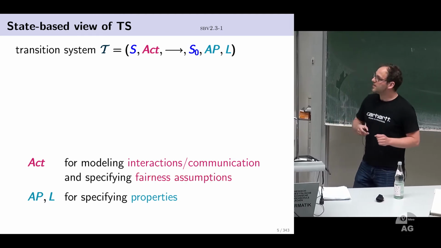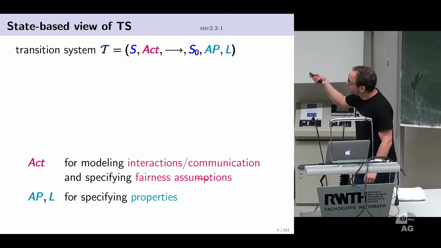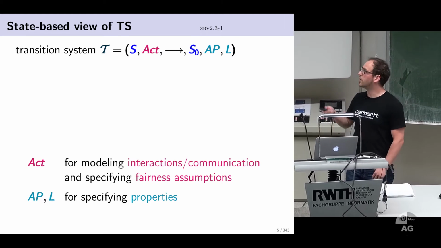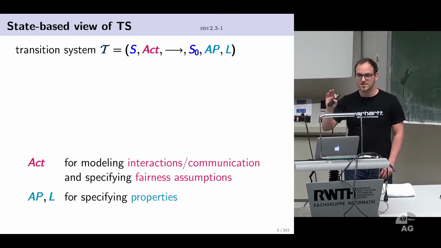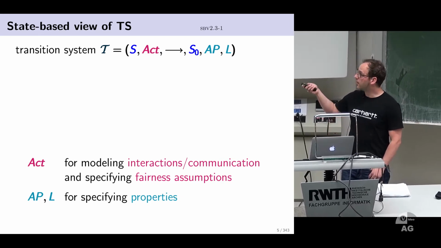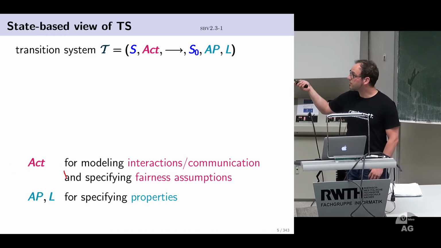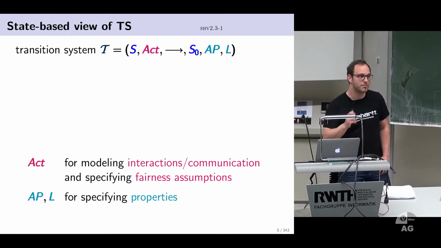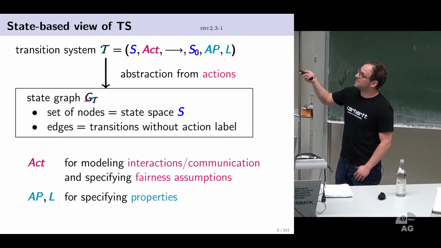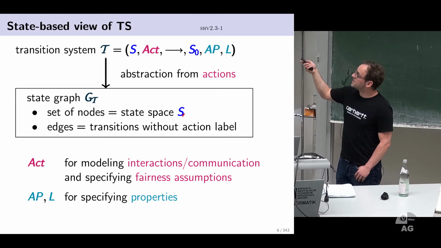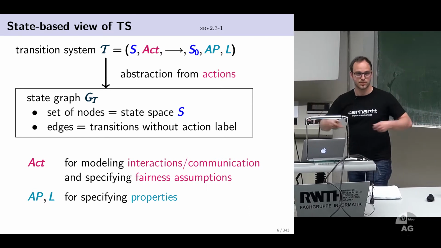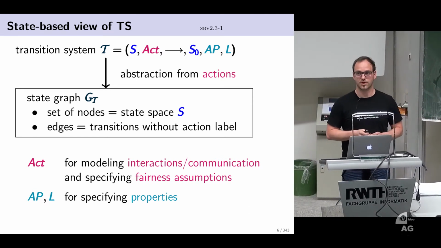Okay? Well, I just lied to you because there will be an exception to this in the future. When we're talking about fairness assumptions, we're also using this to some extent in properties, but this is going to be the topic of a future lecture. So for now, forget about the actions for the properties, only consider the labelings of the states. To make this formal, you can think of the transition system as a graph, essentially, that has the same state space, but the edges in the directed graph are just without labels. So we're going to drop the labels when we talk about properties.